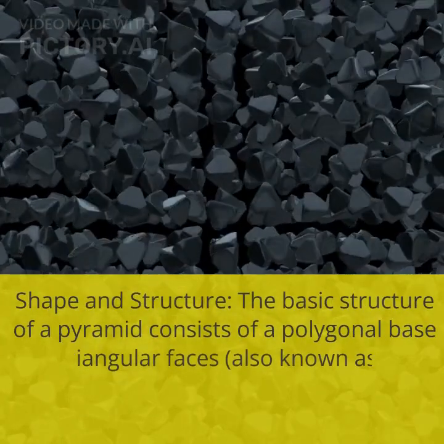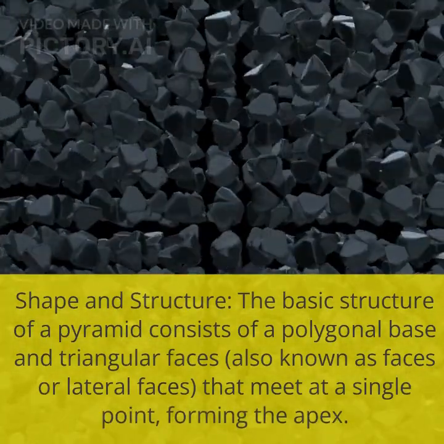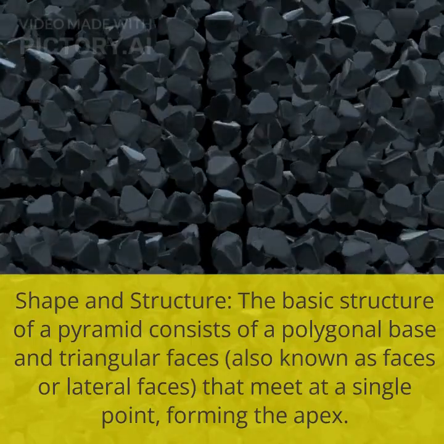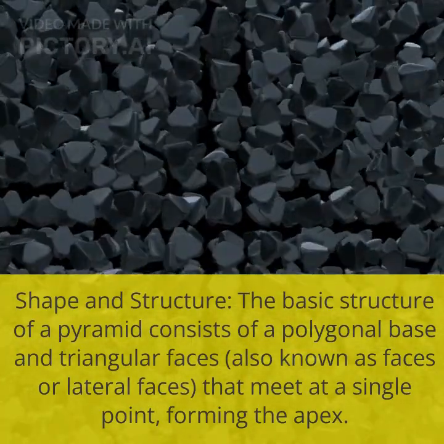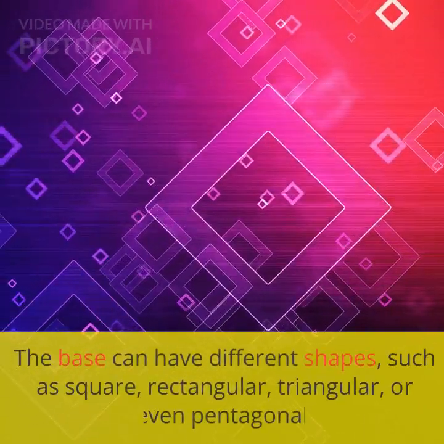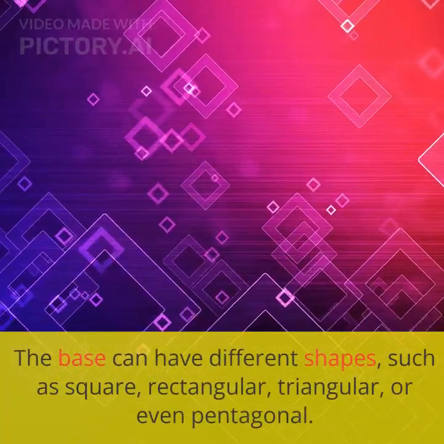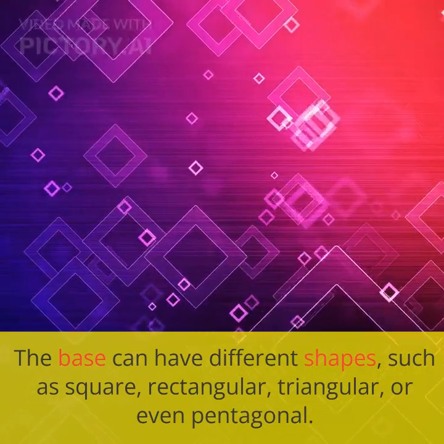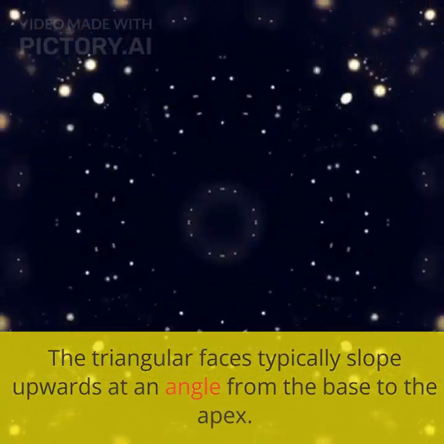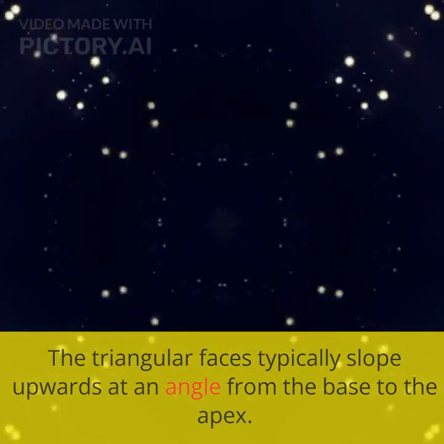Shape and structure. The basic structure of a pyramid consists of a polygonal base and triangular faces, also known as lateral faces, that meet at a single point, forming the apex. The base can have different shapes, such as square, rectangular, triangular, or even pentagonal. The triangular faces typically slope upwards at an angle from the base to the apex.